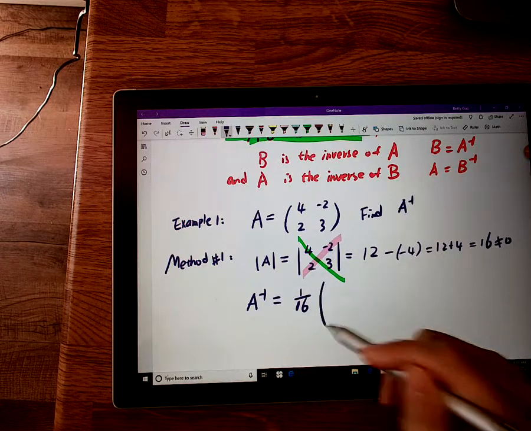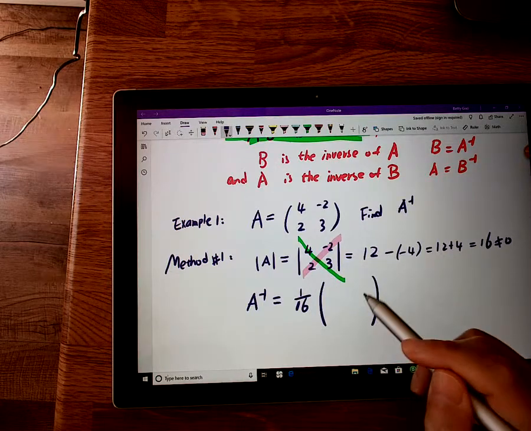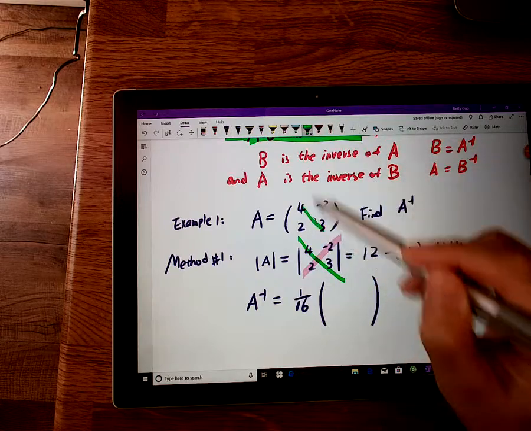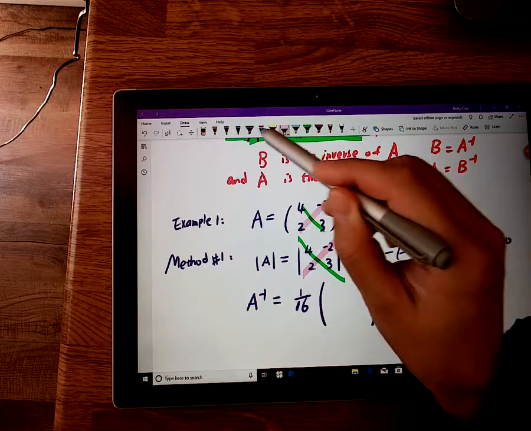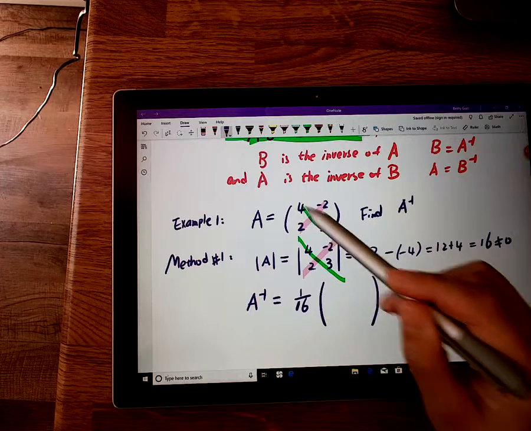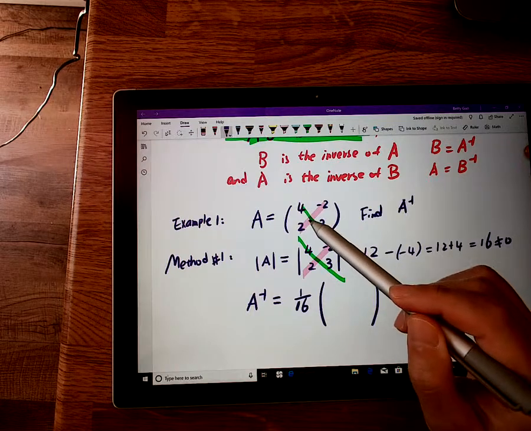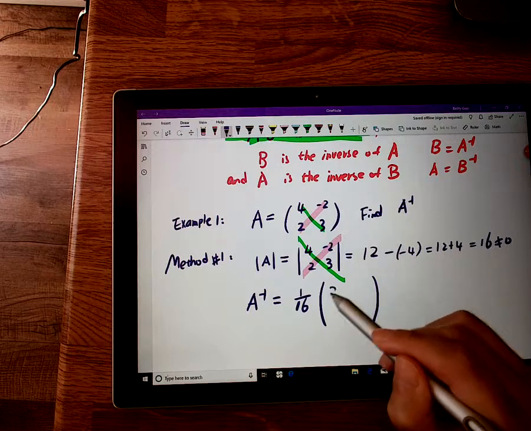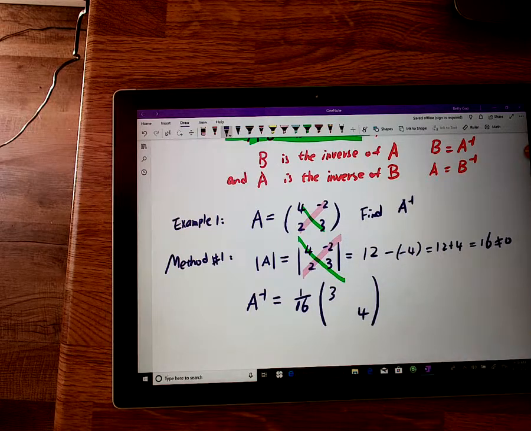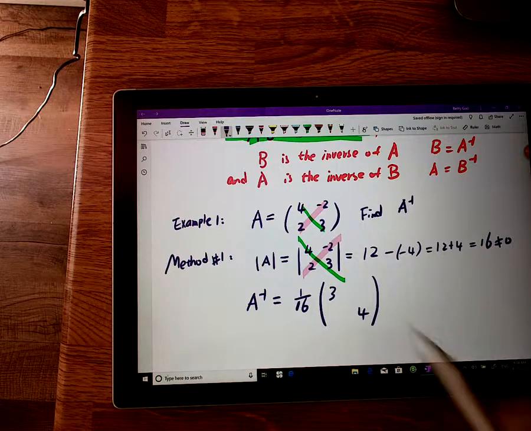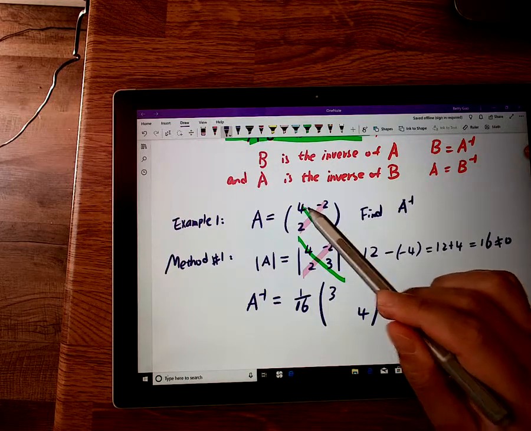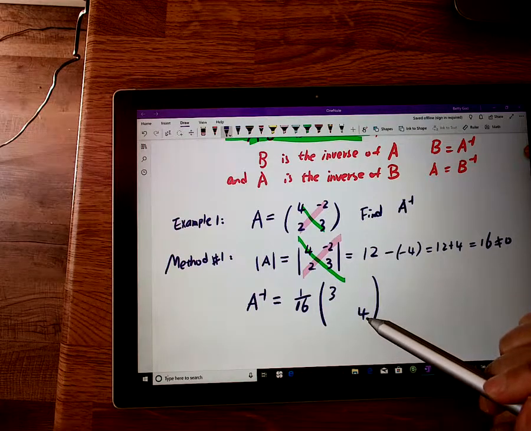And then we are going to construct a 2 by 2 matrix here. How do we construct the 2 by 2 matrix here? Very simple. Do you see the two entries in the main diagonal? We are going to interchange the two entries. We switch the positions of the two numbers. It was 4, 3. Now we switch the order of the two numbers. We got 3, 4.